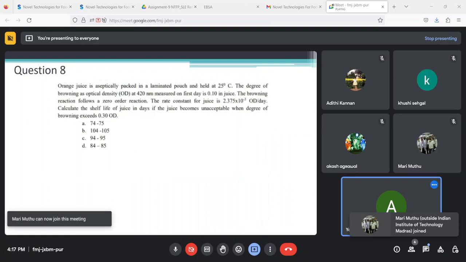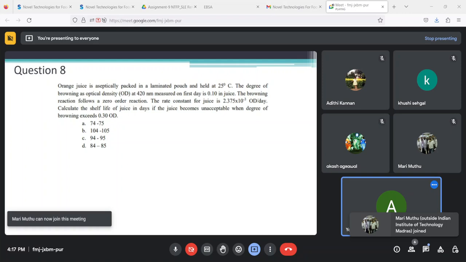Question 8, which is a numerical. The orange juice is aseptically packaged in a laminated pouch and held at 25 degrees Celsius. The degree of browning, as the optical density at 420 nanometer measured on the first day, is 0.1 in juice. The browning reaction follows a zero order reaction. The rate constant for the juice browning is 2.375 into 10 power minus 3 OD per day. Calculate the shelf life of the juice in days if the juice becomes unacceptable when the degree of browning exceeds 0.3 OD.